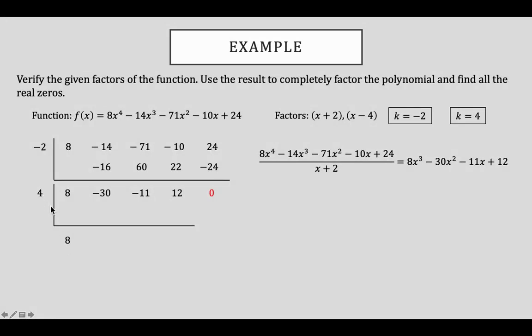8 times 4 gives me 32 in the next location. Adding vertically, I get positive 2. 2 times 4 gives me 8. Adding vertically gives me -3. -3 times 4 gives me -12.